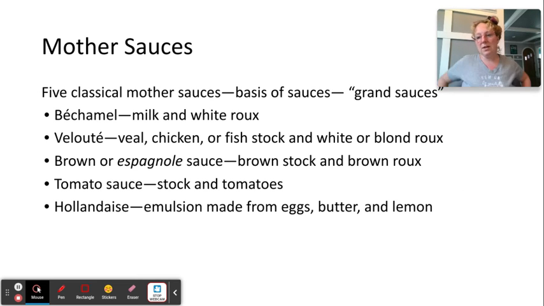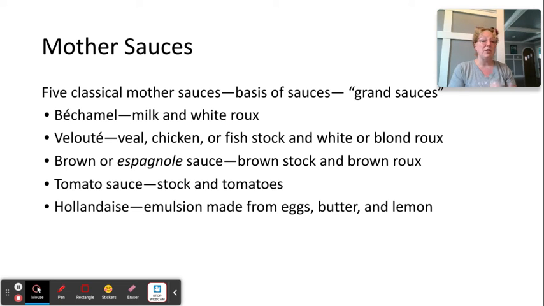Escoffier is one of the most famous French chefs in culinary history. We still use a lot of his teaching and things that he added to the culinary realm today, which is really cool. And he's the one who outlined the 5 different mother sauces. Essentially, these are your base. This is the basis of all the sauces.